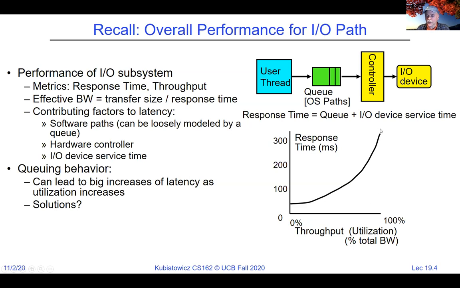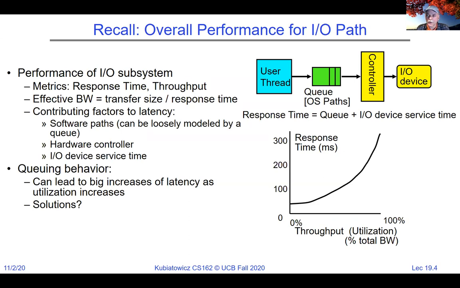So there's this nonlinear curve that starts out with a fairly low change in response time with respect to throughput. And then as you get higher and closer to the 100% mark, which is really the point at which your utilization is the maximum the disk can handle, this response time kind of goes through the roof. And we'll see a little bit about where that comes from in this lecture.